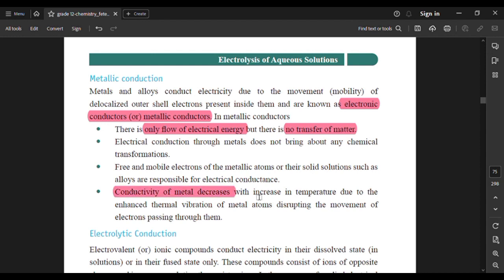The conductivity of metal increases with what? With increased temperature? No, the conductivity of metal decreases. When temperature increases, conductivity of metal decreases, because of the enhanced thermal vibrations of the metal atoms. Therefore, conductivity of metal decreases as temperature increases.